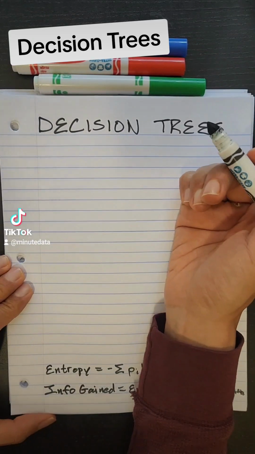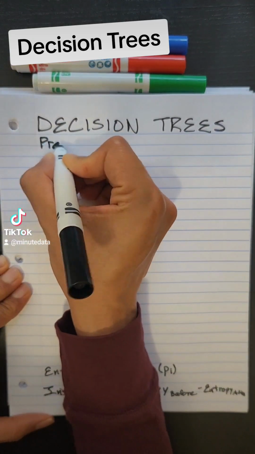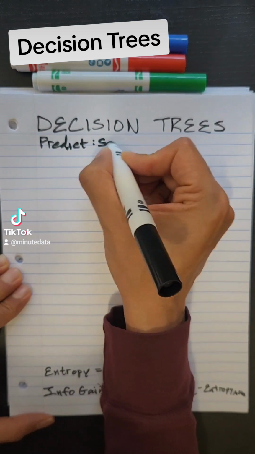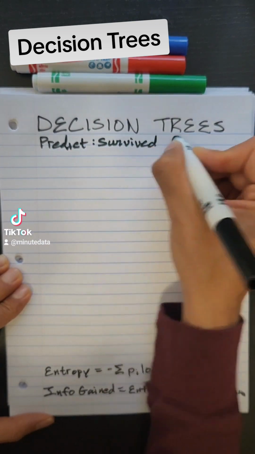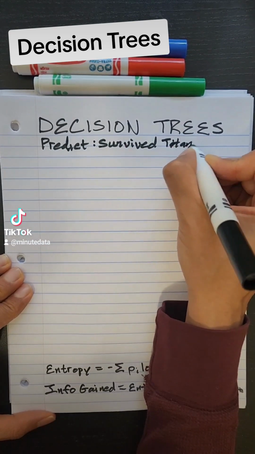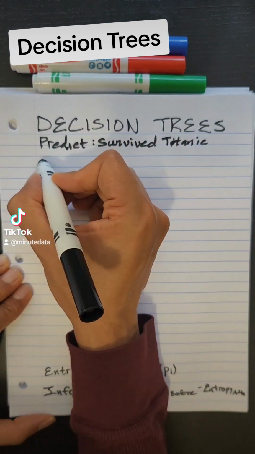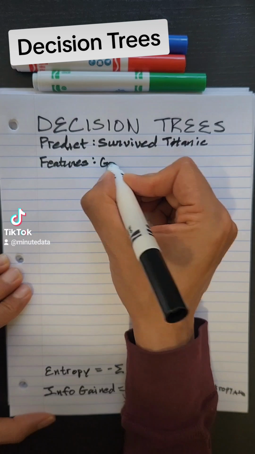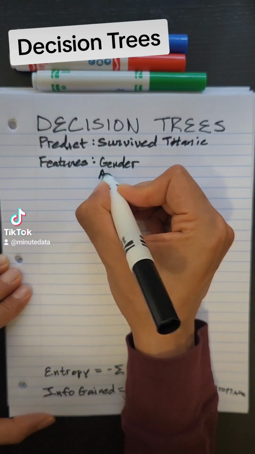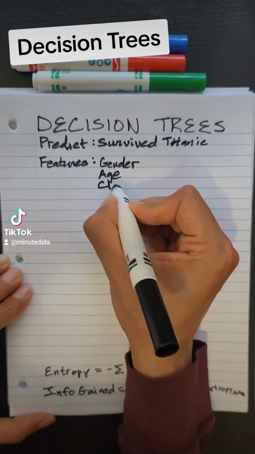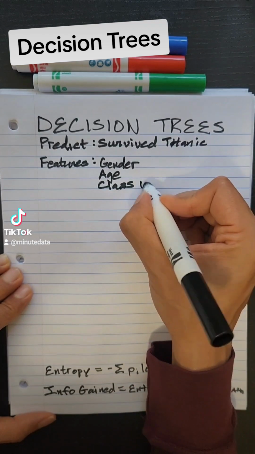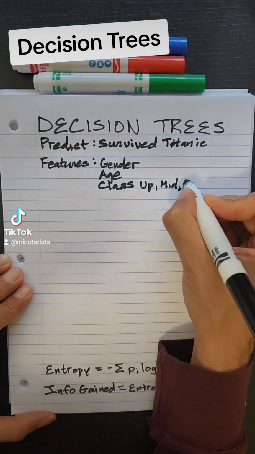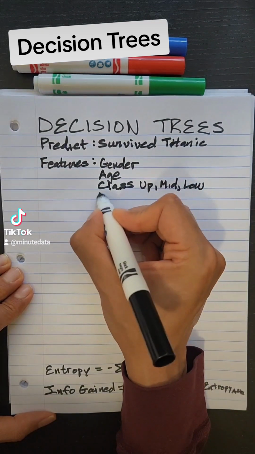All right, let's learn about decision trees. Say we're trying to predict whether they survived the Titanic sinking, and our features are just a handful: gender, age, class (class could be upper, middle, low), and let's also say name.